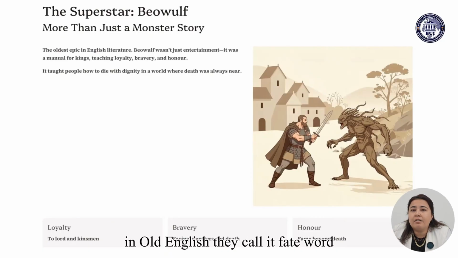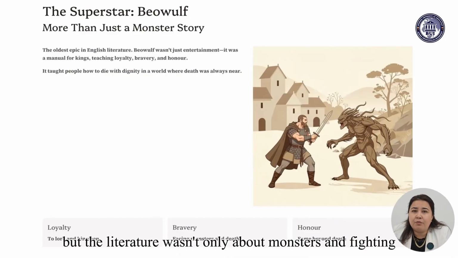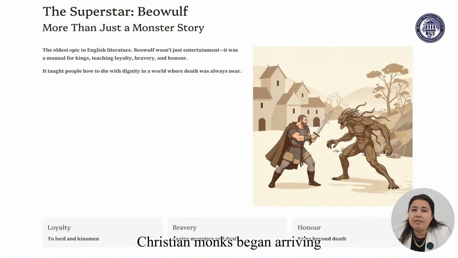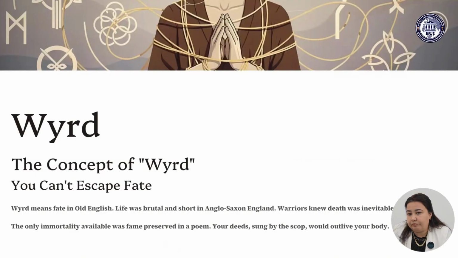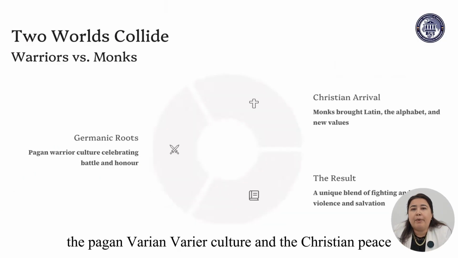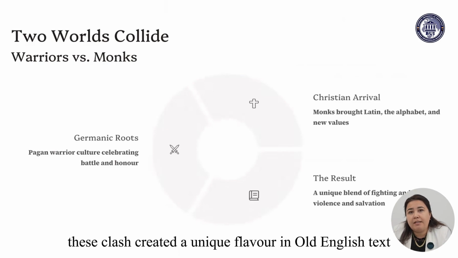In Old English, they call it wyrd, fate. You can't escape it. But the literature wasn't only about monsters and fighting. Christian monks began arriving. They brought the alphabet and Latin, and two worlds collided: the pagan warrior culture and the Christian peace. This clash created a unique flavor in Old English texts.